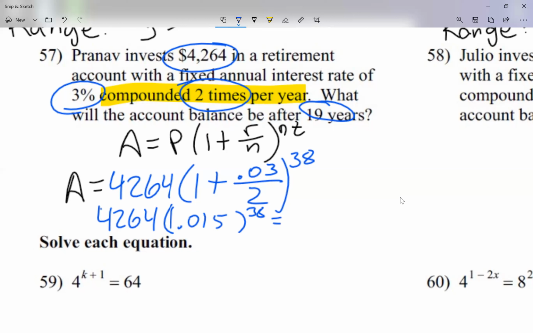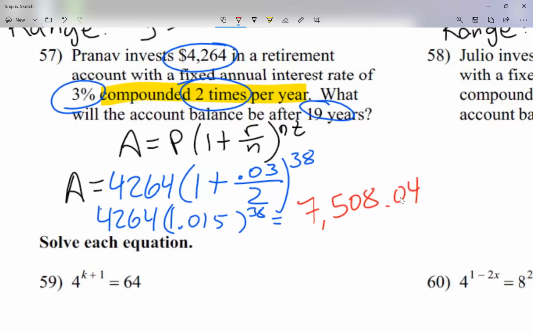And at the end, you multiply by 4,264. Round your answer to 2 decimal places. My answer here, I get $7,508 with 0.04, so 4 cents. That's it.